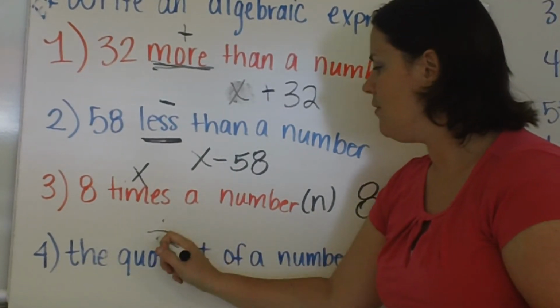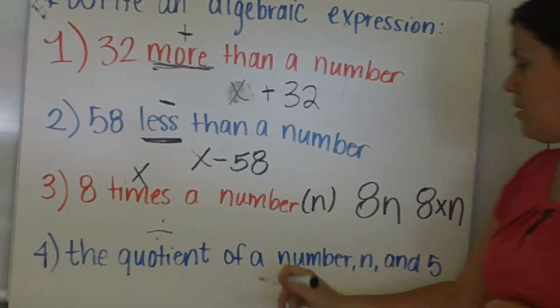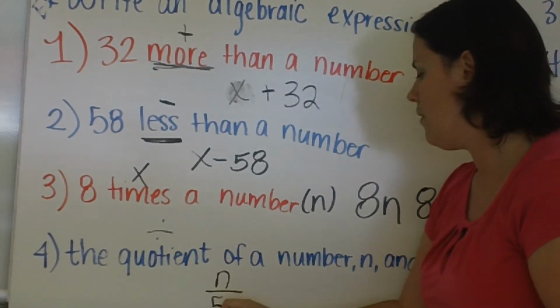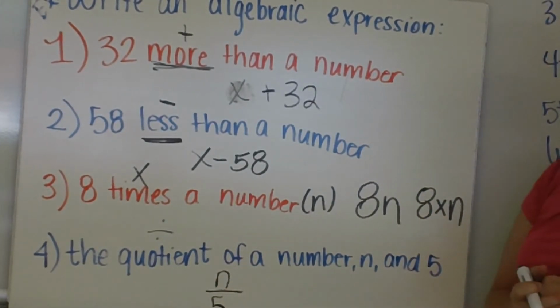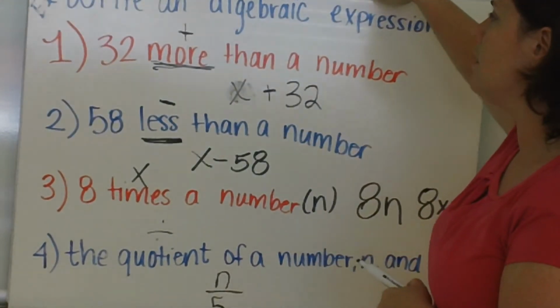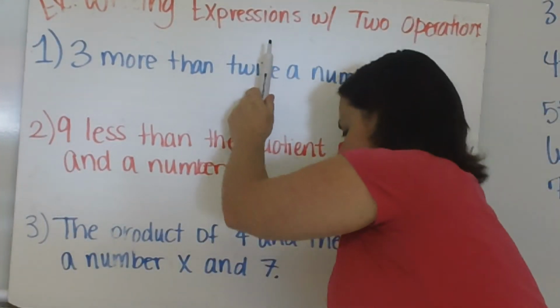And then finally, the quotient of a number n and 5. Quotient represents our division. So the quotient of a number n and 5 would simply be n divided by 5. Right? Hope you're still following along. Got one more slide left, so let's look at this slide.